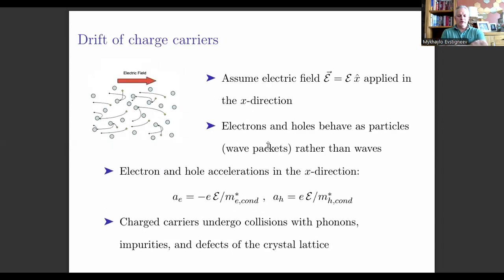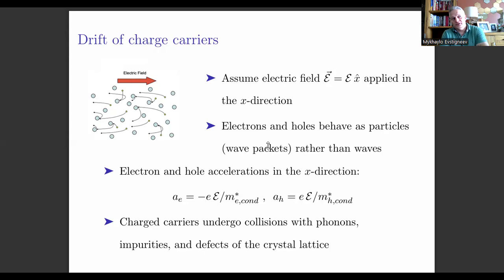All right, so now let's talk about the drift of electrons. As I said, I am talking about electrons, but the same applies to holes as well. It's just for the sake of concreteness. So let's say your electric field is acting in the x direction. Electrons and holes, as I said earlier, perform very fast thermal motion.